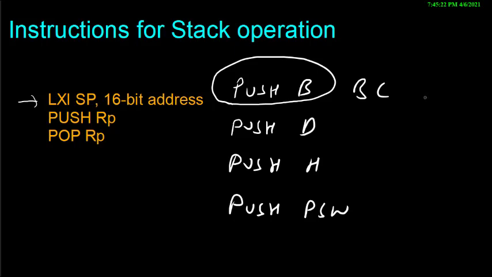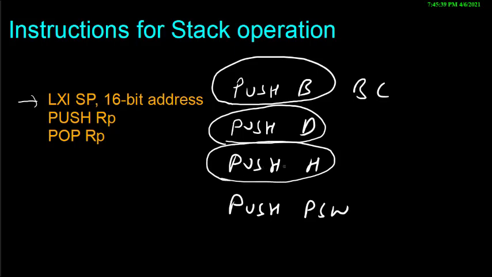How this operation is occurring, we'll see in the next slide. With respect to push D, all these push instructions are of 1 byte, and this push D instruction stores the contents of DE onto the stack. Similarly, push H stores the contents of the HL register onto the stack.